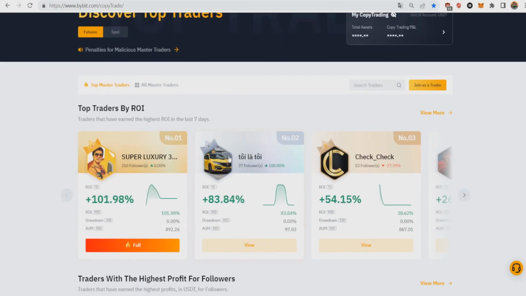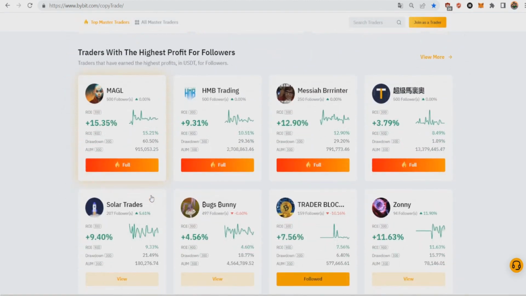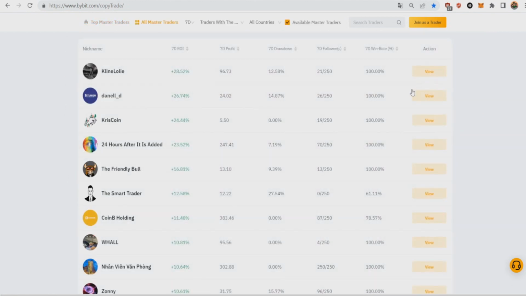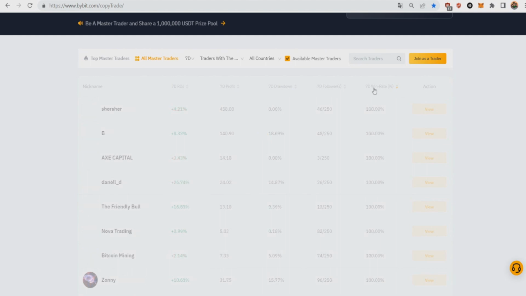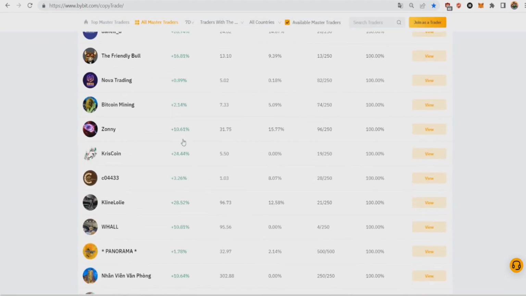So I wouldn't recommend these guys because they just do 1 or 2 trades and have amazing returns, but they're not consistent. So I would go for traders with the highest profit for followers, because you know they're making their followers profit. So then I would just click view more, and then you got the option traders with the highest profit, and then make sure they have a 100% win rate. And then just select your trader.